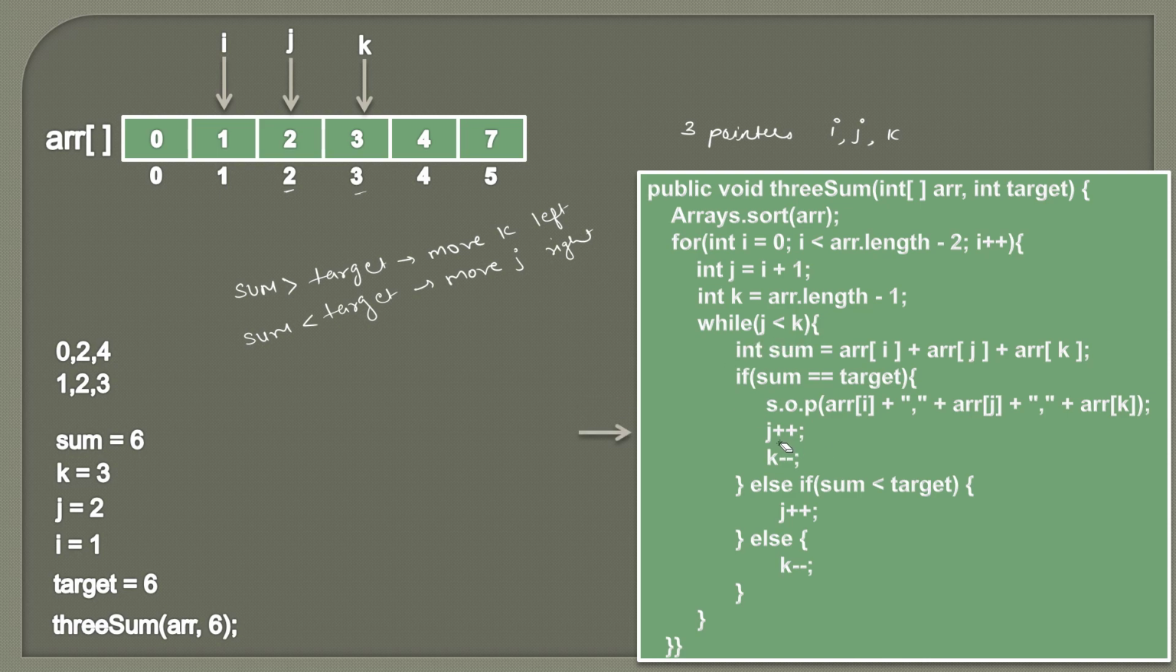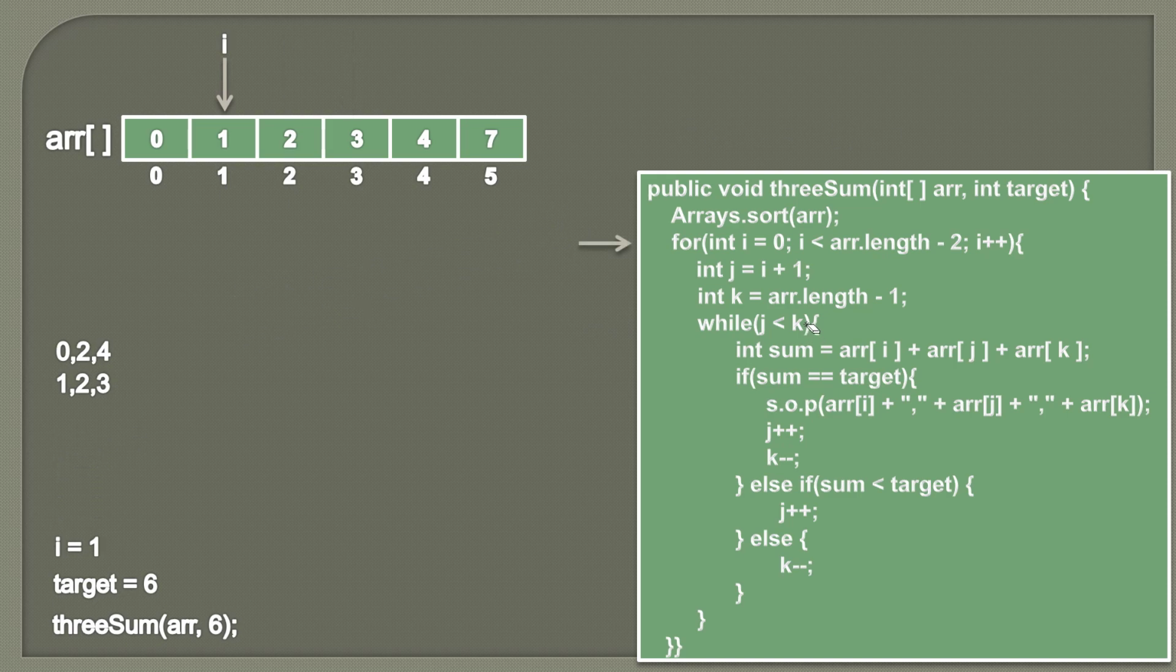And then we simply increment j and decrement k. So j will become 3 and k will become 2. Now this while loop will terminate because j is actually greater than k. We will increment i again. I will become 2.